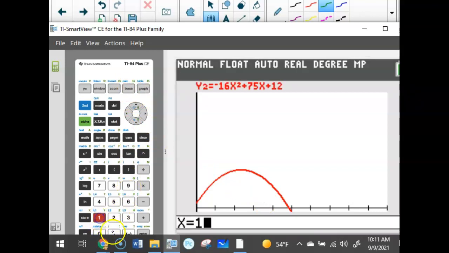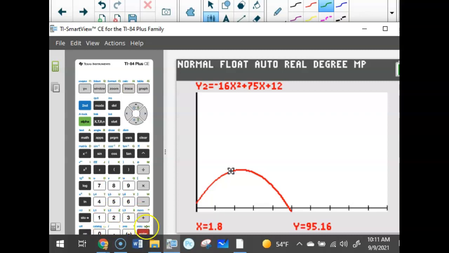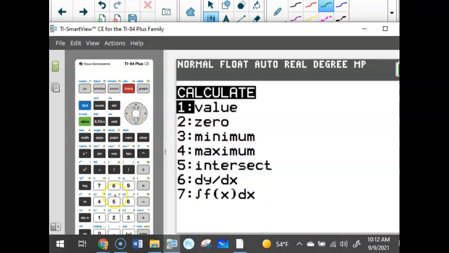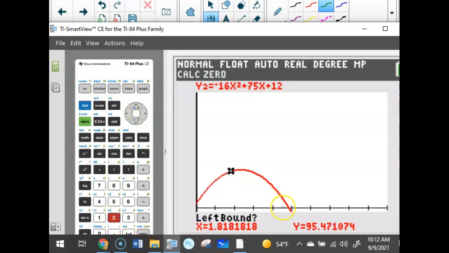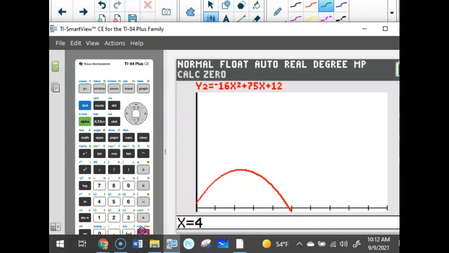So we just trace 1.8, enter, or you could, well, it's not going to be on the table unless you adjust your table. So 95.16, did someone else get that? Okay. And then it says how long until it hits the ground. That's the 0. And the one we're looking for is over here. So we could say it's between 1, 2, 3, 4, and 6 seconds somewhere. I like to type those in, but you can scroll around if you want.